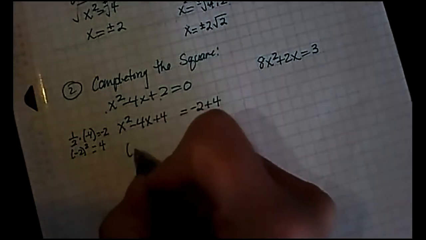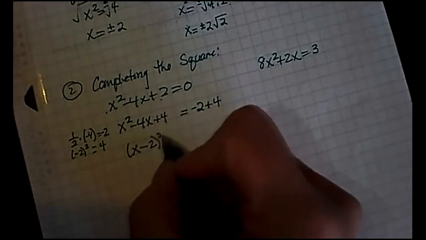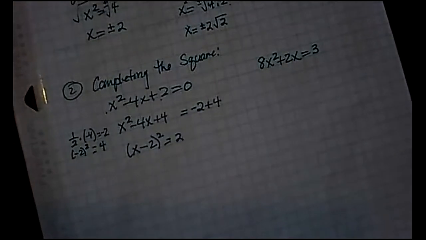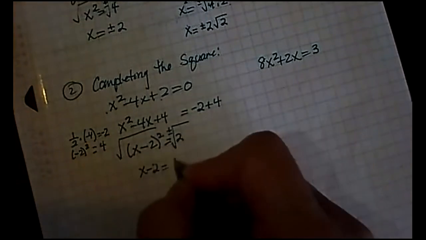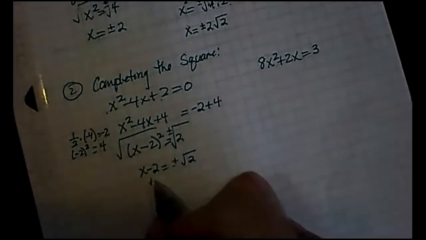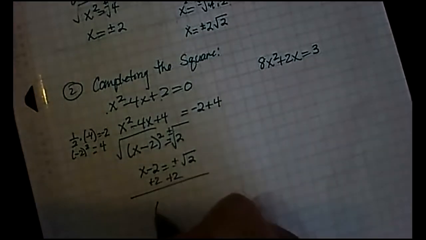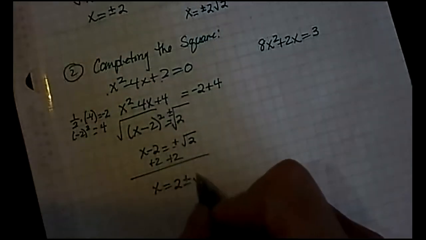So we're going to bring down the variable, the sign, half the term, 2. All right, let's square root both sides. So this becomes x minus 2 equals plus or minus radical 2. So we're going to add 2 to both sides. So x is equal to 2, put that 2 in the front, okay? Plus or minus radical 2.